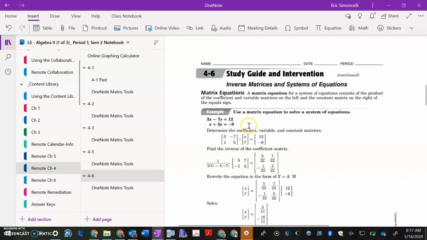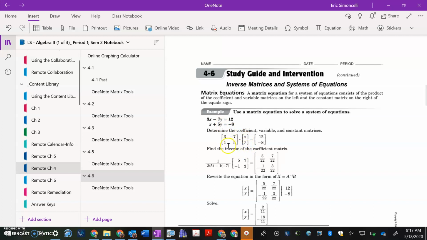Here's your system of equations, pretty typical looking setup. The coefficients, the variables, and the constant matrices are going to look like the following. So 3, negative 7, 1, 5. On its own, that's going to be a 2 by 2 matrix. The variables in the problem that we're solving for are X and Y. So we write that as a 2 by 1 matrix.